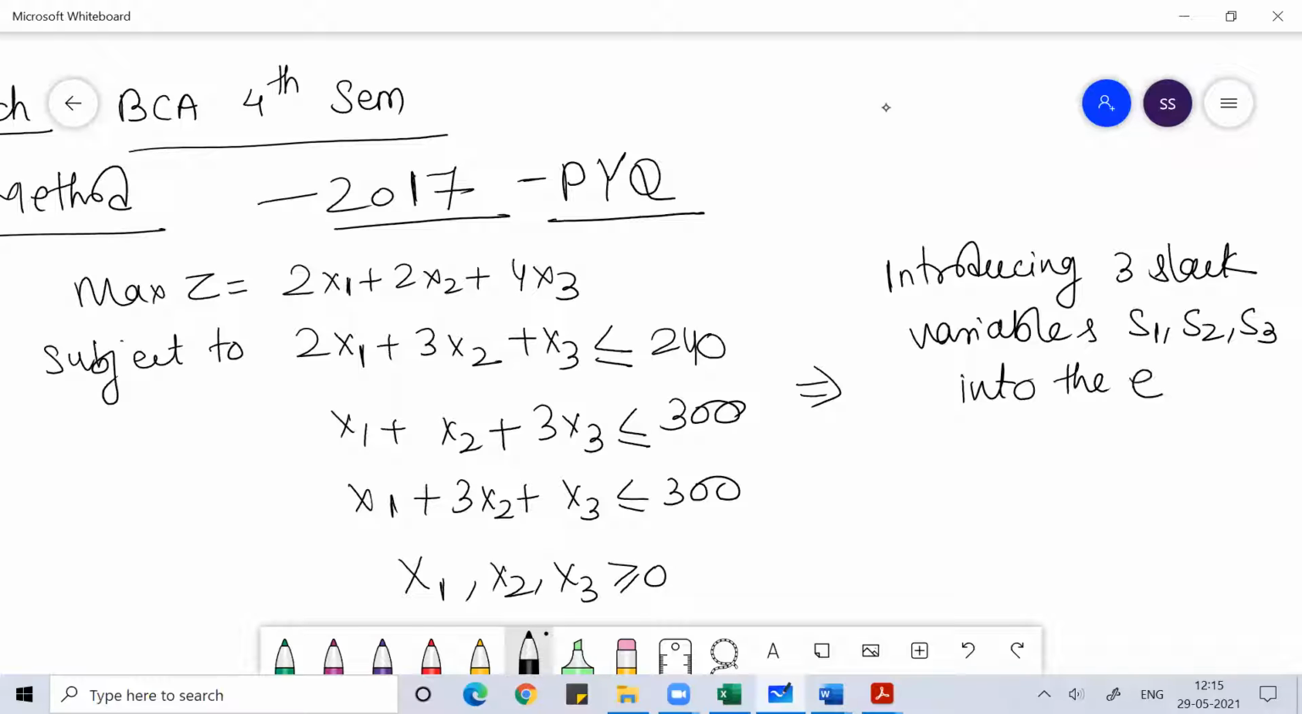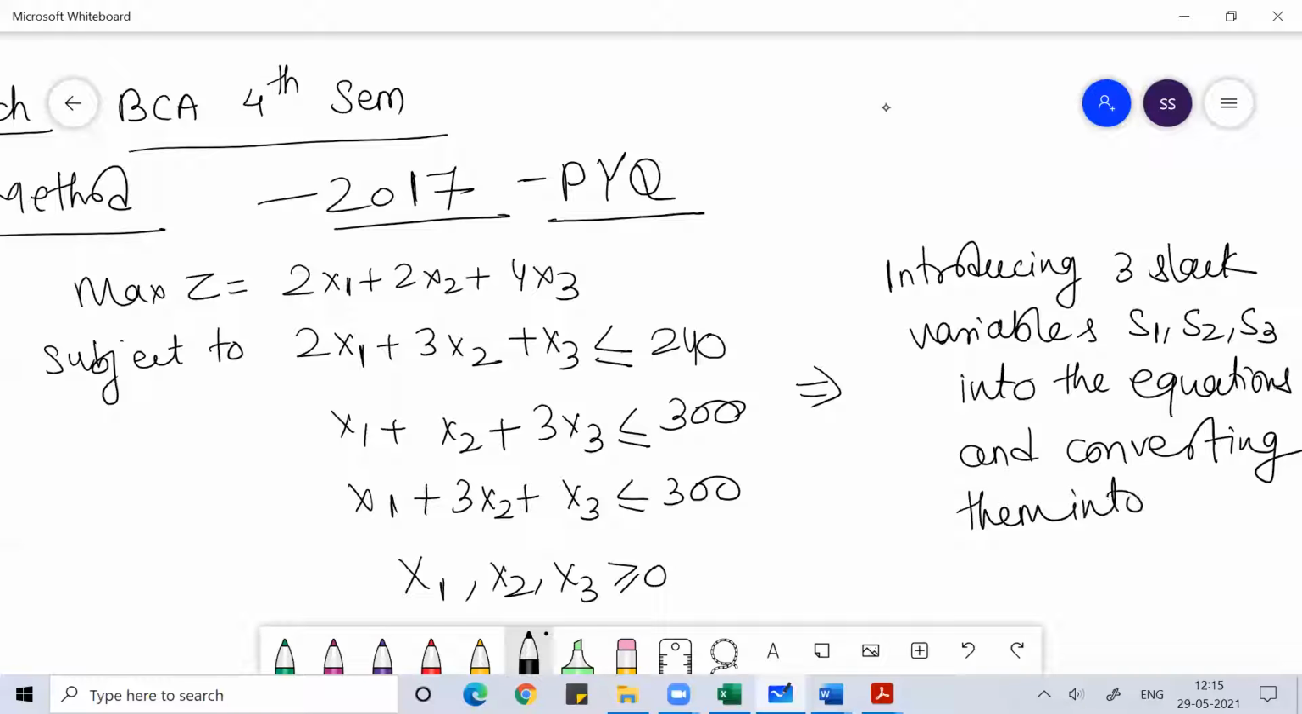Introducing three slack variables into the equation and converting them into standard form. Now I'm converting them into standard form. Introduce three slack variables and then convert into standard form. So I hope everyone has written down the problem.